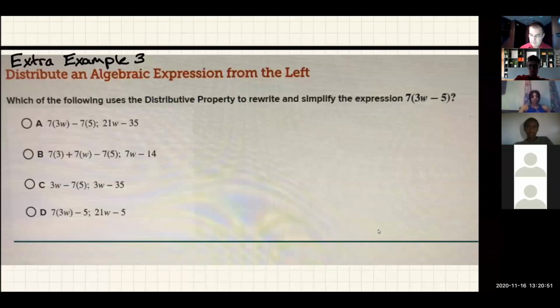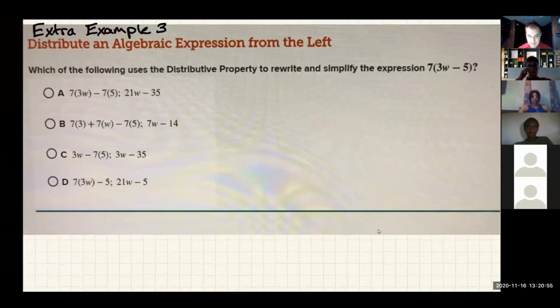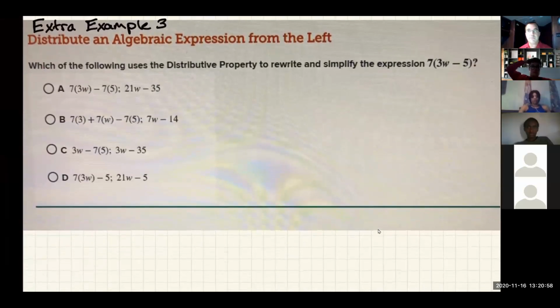All right. So I actually pulled this up on the computer and just took a photo of it. That's why it looks a little funky there. So this is, as you see in my handwriting up there, extra example 3 right out of the textbook. And what we're trying to do is find the correct answer between A, B, C, and D for distributing this 7 in the expression 7 times the quantity 3W minus 5. Which one of these is correct?